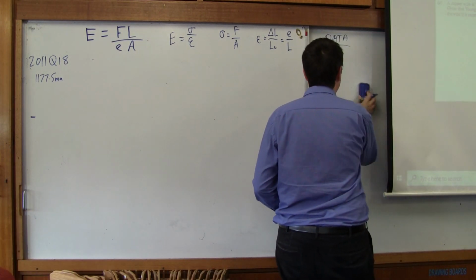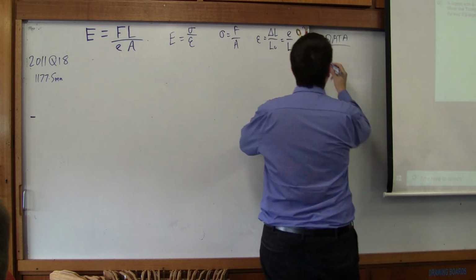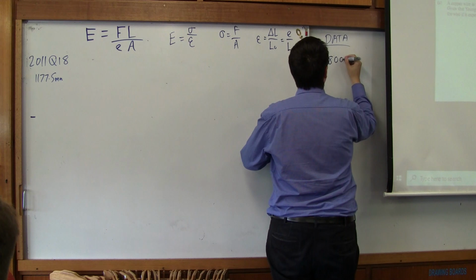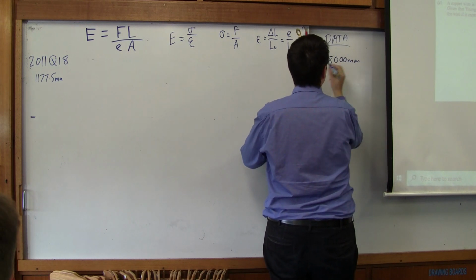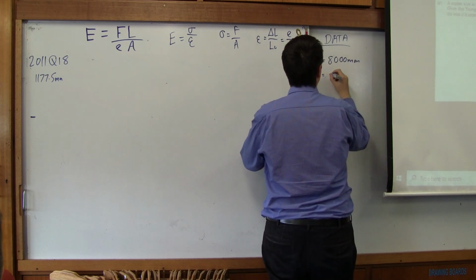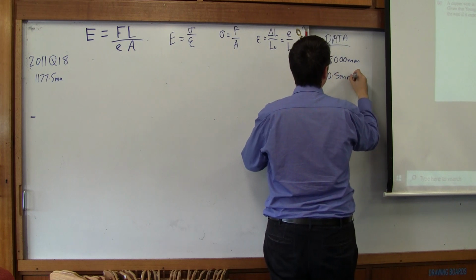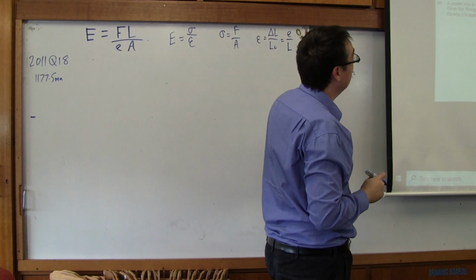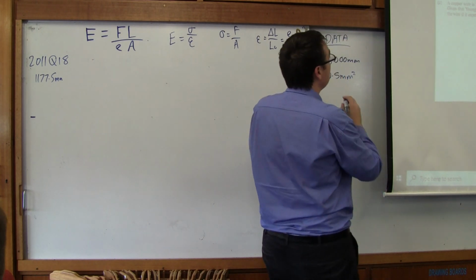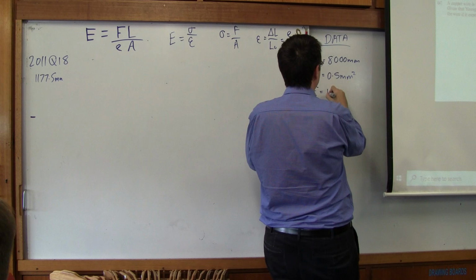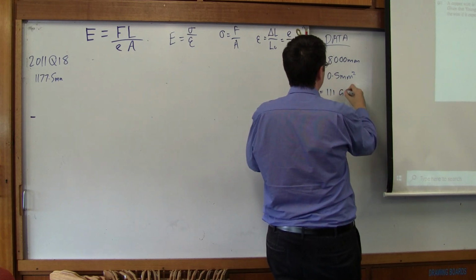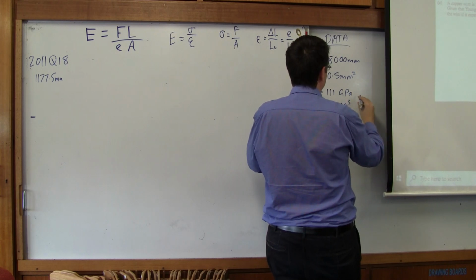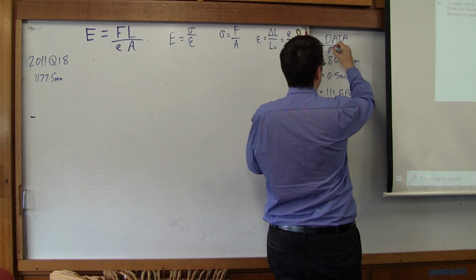Copper wires 8 meters in length. Okay, so L0 equals 8 meters. In length has a cross-sectional area of 0.5 millimeters squared. Area is 0.5 millimeters squared. Okay, so we don't need to convert from diameter. That's a really common thing. Given that Young's modulus for copper is 111 gigapascal, 111 GPa. Calculate the extension in the wire if it experiences a tensile force of 300 newtons.